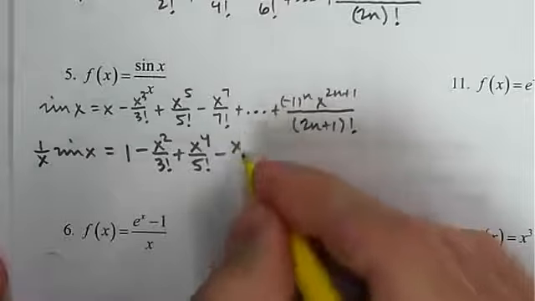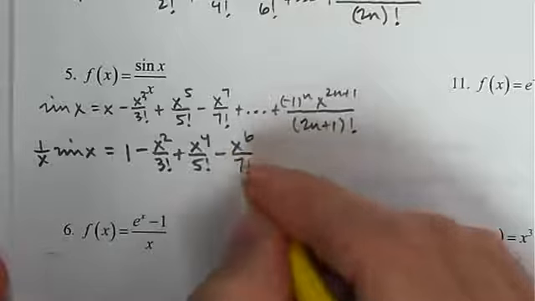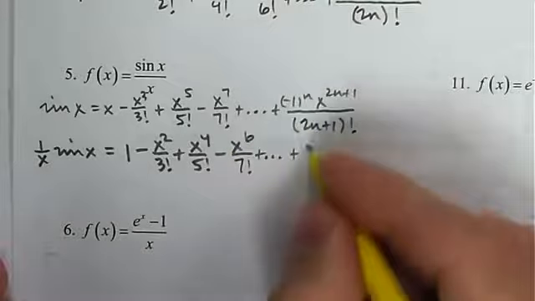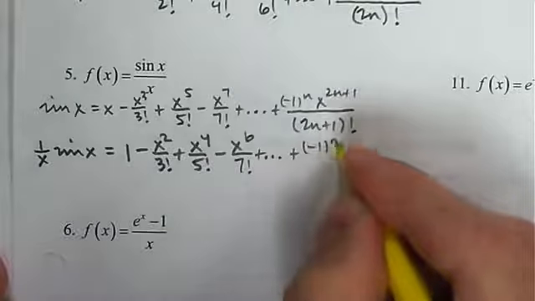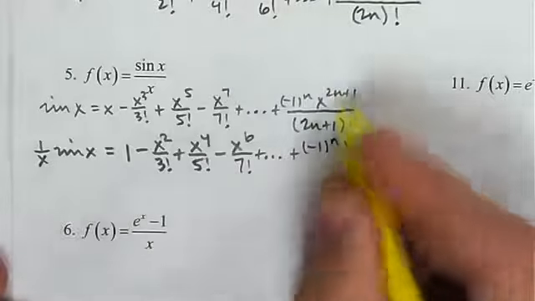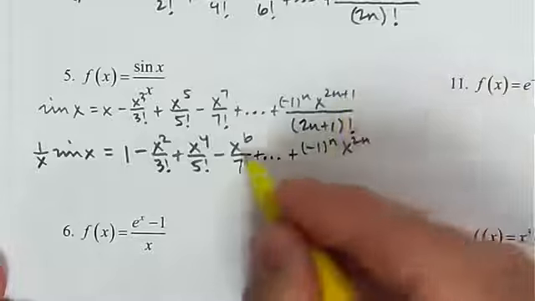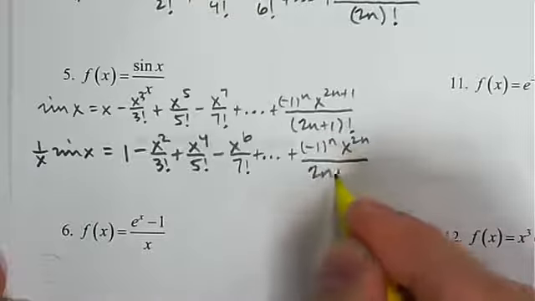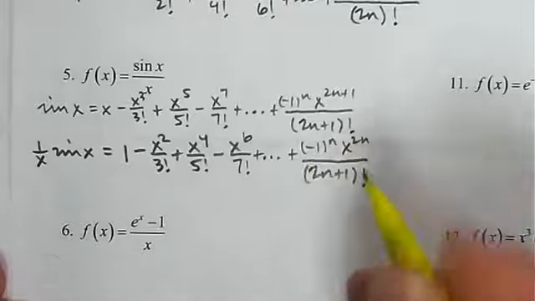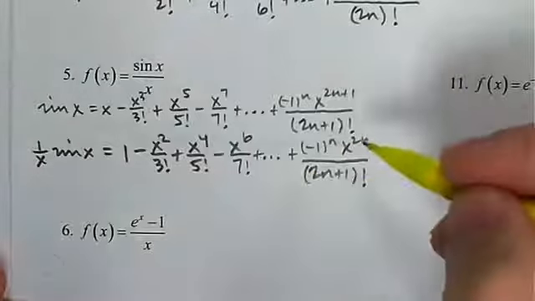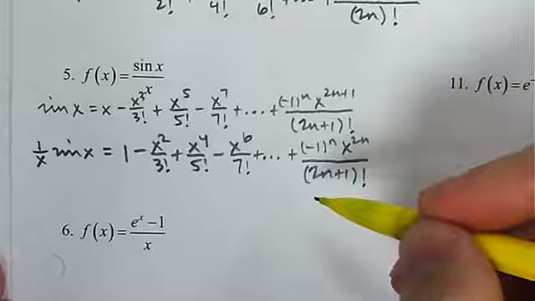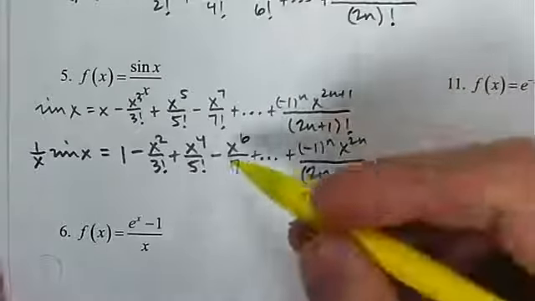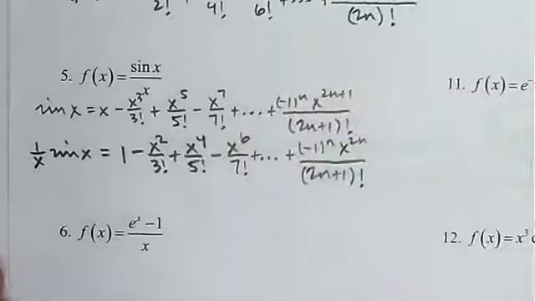Okay, so I had x to the 7, I'm dividing by x, that's x to the 6. Okay, I had 2n plus 1, but I lost 1 each time, so I'm just going to say x to the 2n, divided by 2n plus 1 factorial. And if you're looking at this, you're like, oh man, I'm not sure if this is right. What you could do is look and see, is the power always 1 less than the factorial number? And it is, if you look at it.